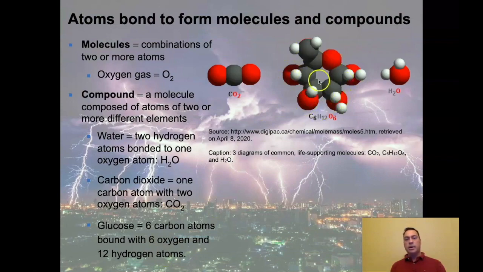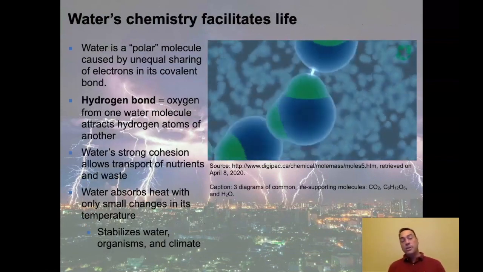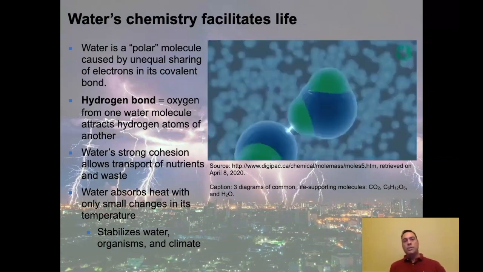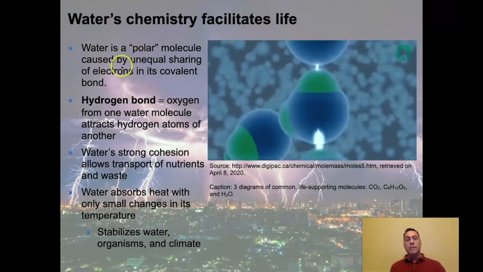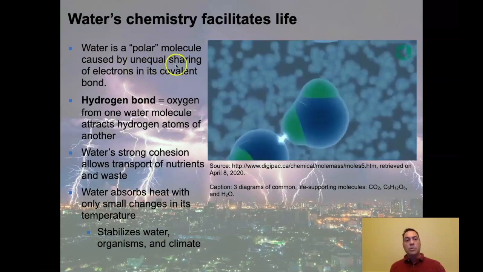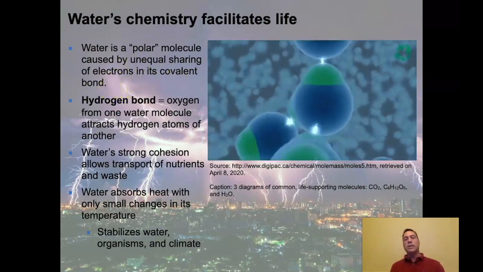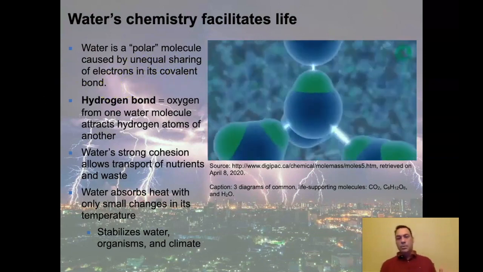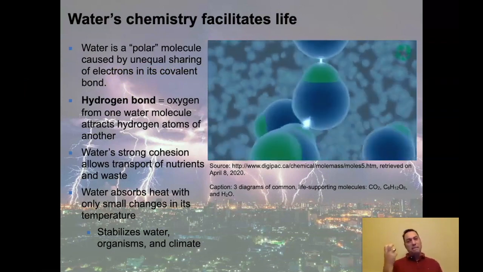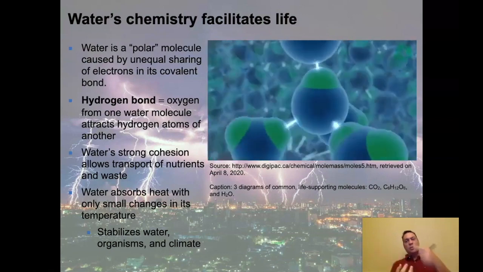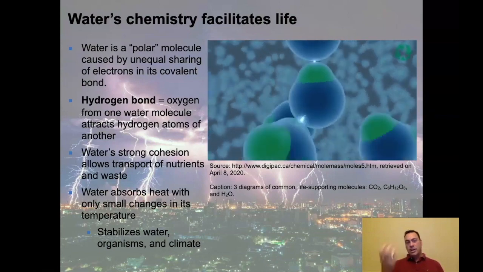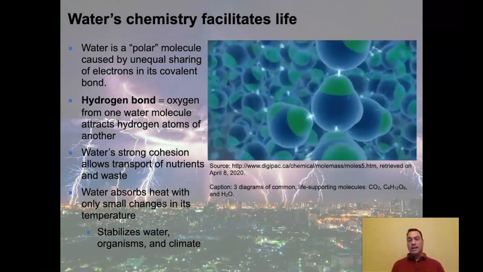Okay, definitely another compound. All right, so I mentioned earlier that water has some pretty interesting characteristics. So water, it turns out, is a polar molecule caused by unequal sharing of electrons in its covalent bond. So remember, we've mentioned that it's unequal. Therefore, the area around the hydrogen, it turns out, is slightly positive because it doesn't get all the electron visitation that it wants, right? So it's slightly positive, whereas the oxygen is slightly negative.